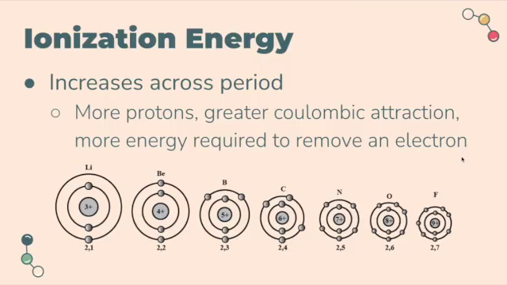Let's look at the reasoning behind these trends. So we increase across a period from left to right for the same reason that we talked about with atomic radius. As you move from left to right across a period, there are more protons in the nucleus, which leads to greater Coulombic attraction. We're increasing basically the magnet that's in the nucleus, which means that the electrons are more attracted to that nucleus, which means that it's going to require more energy to remove the electron.